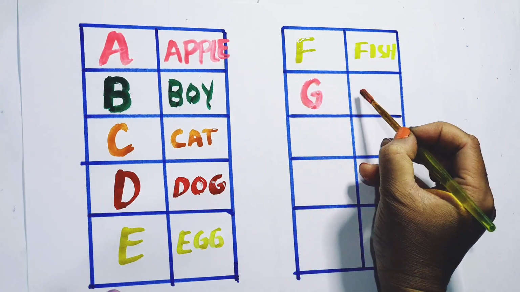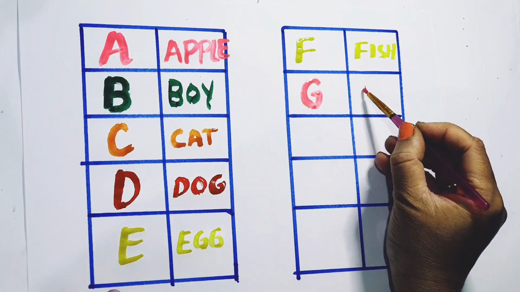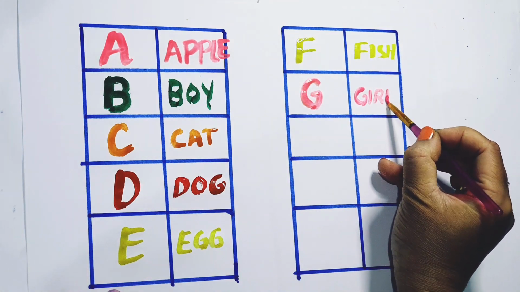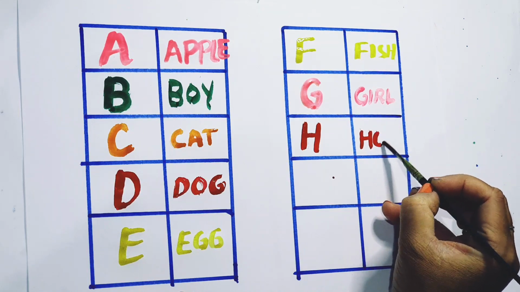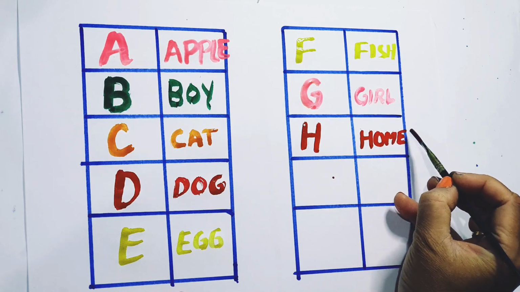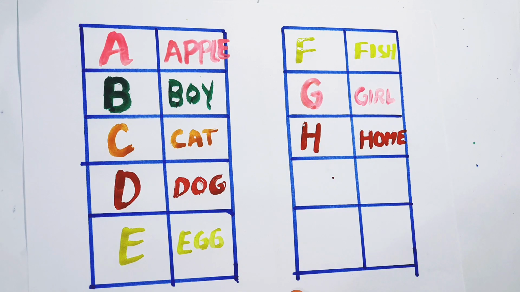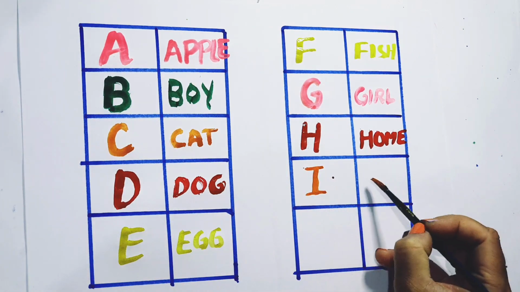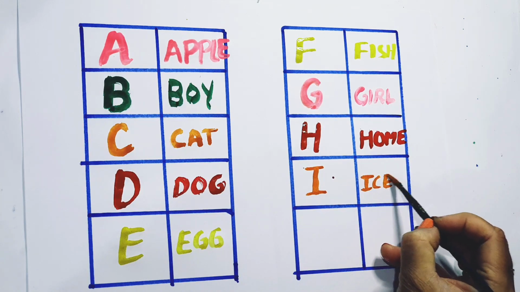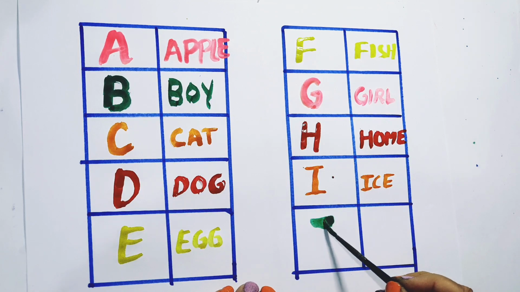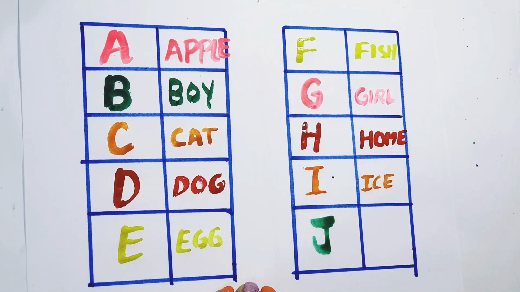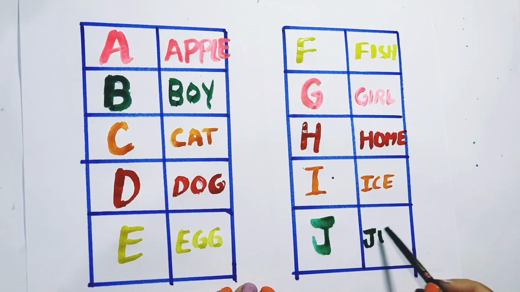G for girl. H for home. I for eyes. J for jug.